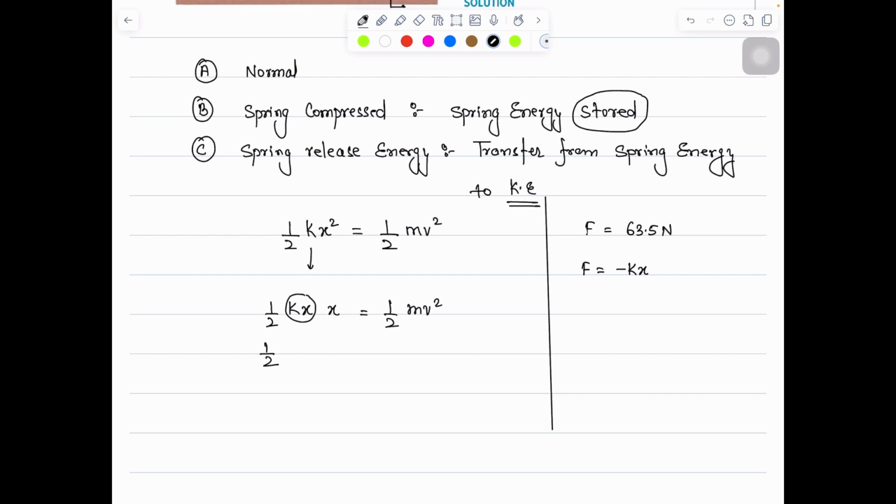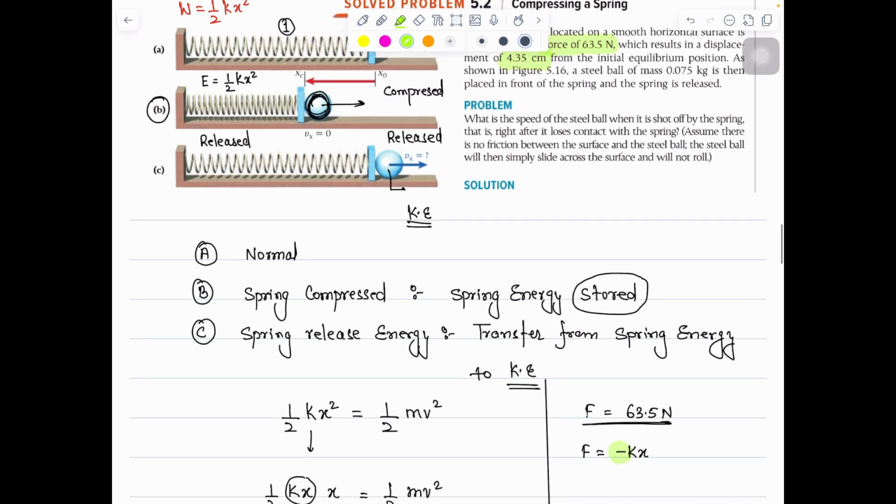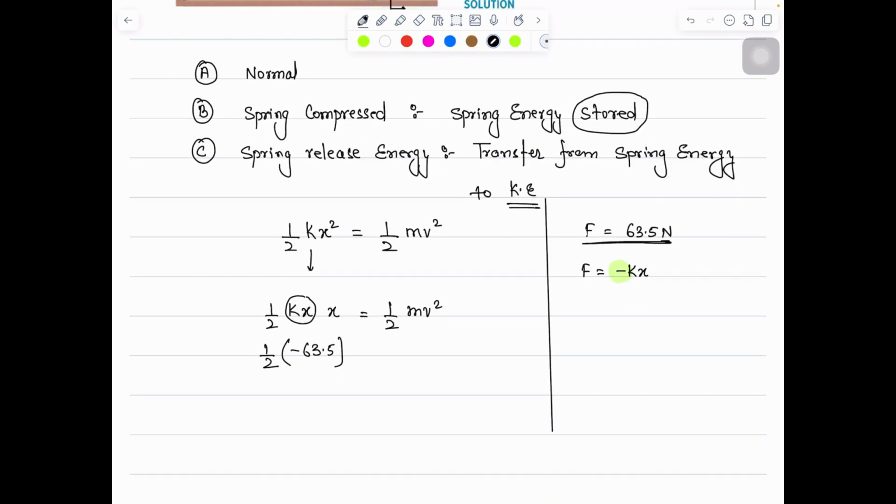So you can place half times the value of force, which is now negative 63.5. Why? Because force is given and there is a word called negative. Fine. What is the x? Which results in a displacement of 4.35 centimeter. So your x is 4.35 centimeter. Convert, it will become 0.0435 meter. Clear?